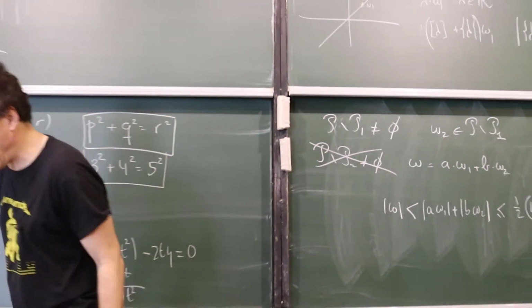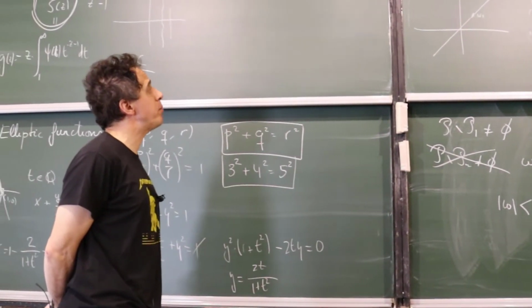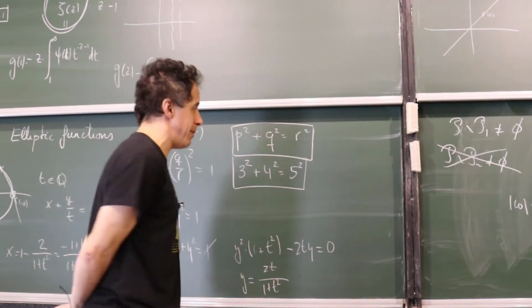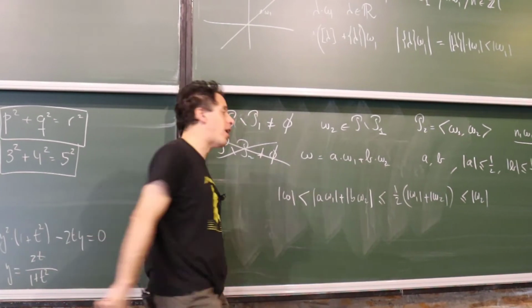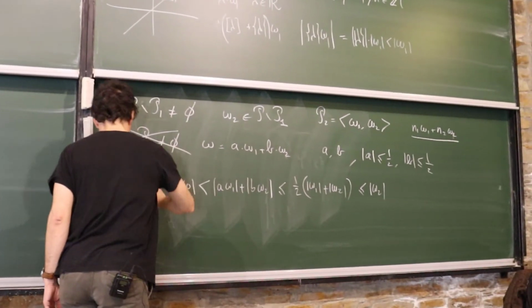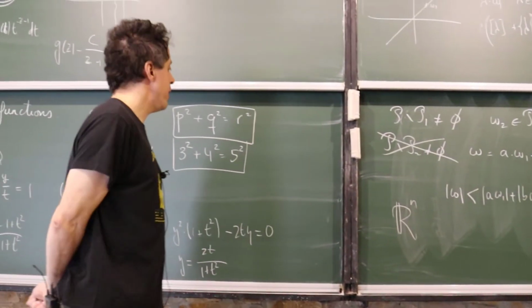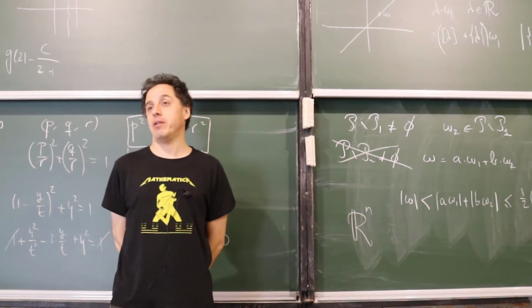So finally, we have obtained that the set of periods is generated by 1 or 2 elements. Okay, this in fact is a much more general result. In Rn, any discrete submodule is generated by at most n elements.